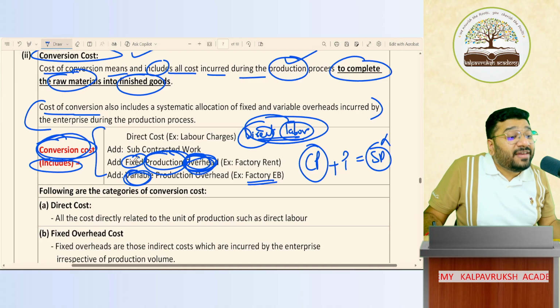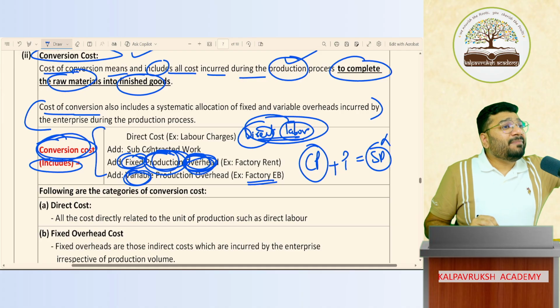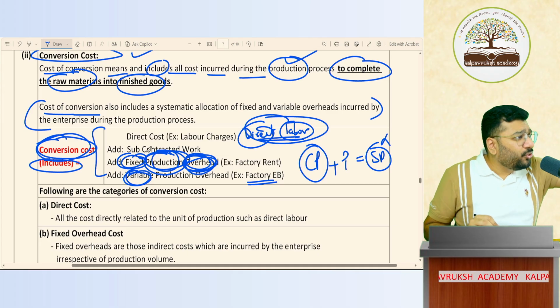Then comes fixed production overhead. Do you know how it works? If you want to do manufacturing, you do.